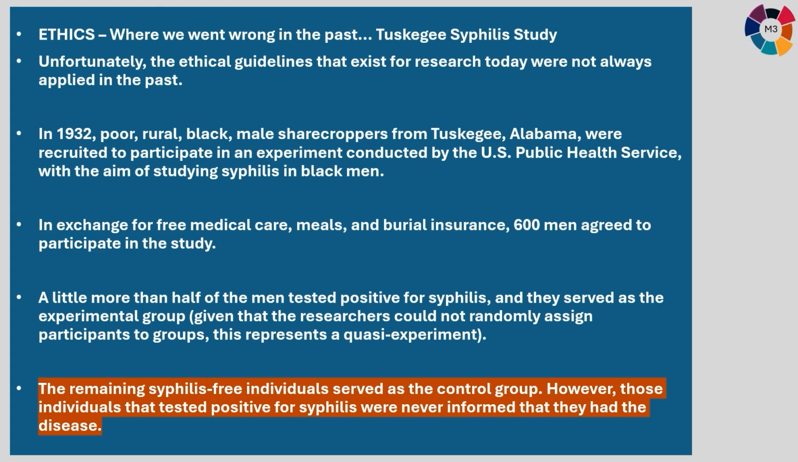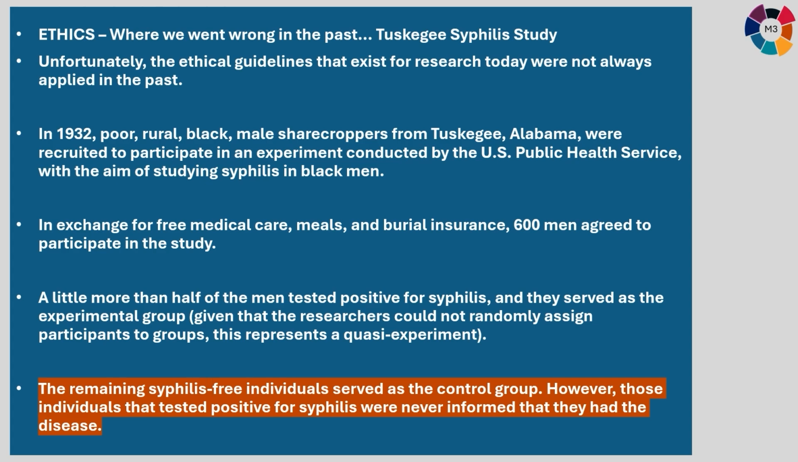Given that the researchers could not randomly assign participants to groups, this would be a quasi-experiment. In a regular experiment, we might take in 600 people and assign one group to a condition, and another group to not have the condition. But in this instance, there was no control over who had it or who didn't when they came into the study. So they split the group according to people who were positive and people who were not. So that's why it's called a quasi-experiment versus a traditional experiment. So the remaining syphilis-free individuals served as the control group in this instance.